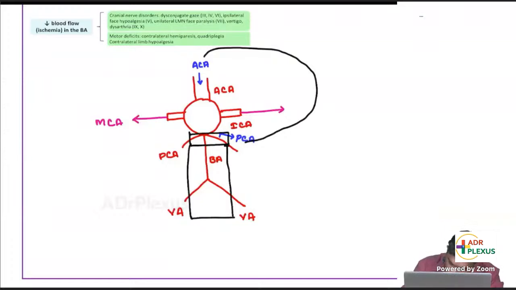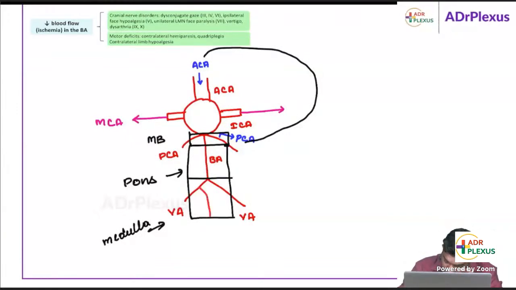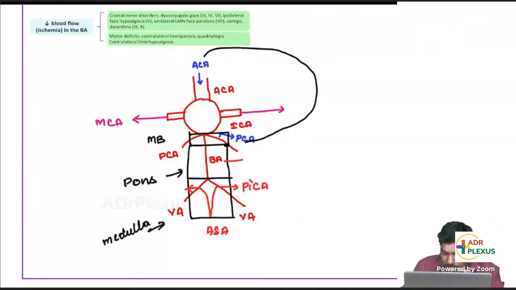This is your midbrain. This is your pons, and this is your medulla. From here we have two arteries which join to form the anterior spinal artery. One artery which goes like this is your PICA. The branches of the basilar artery are the superior cerebellar artery, then the pontine artery, then the AICA.